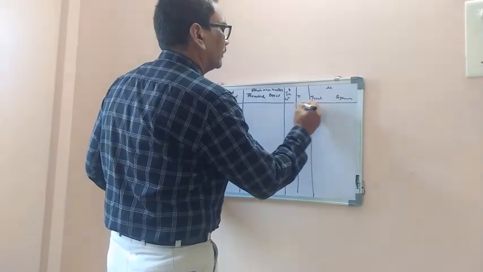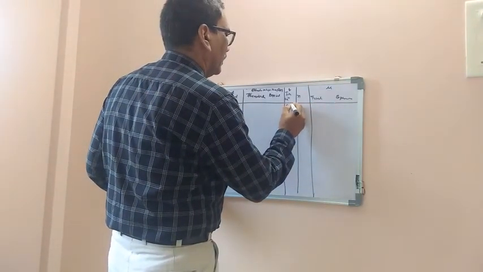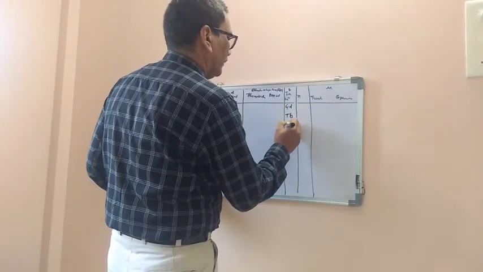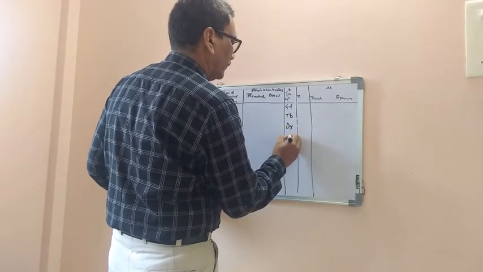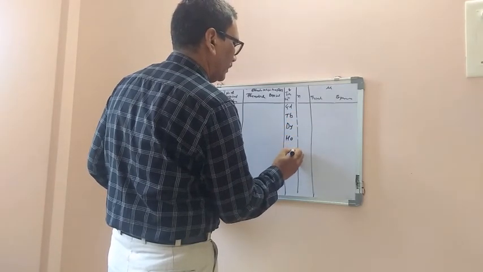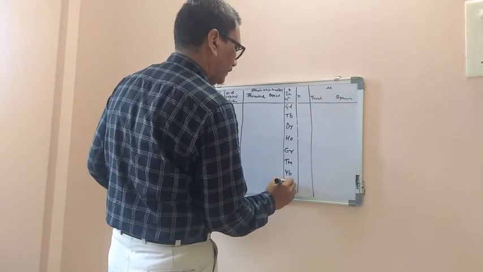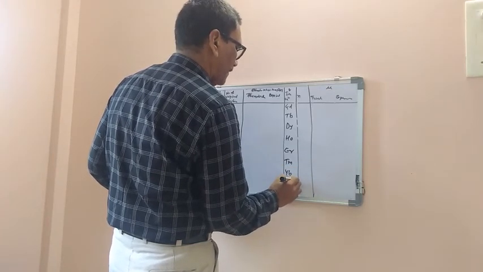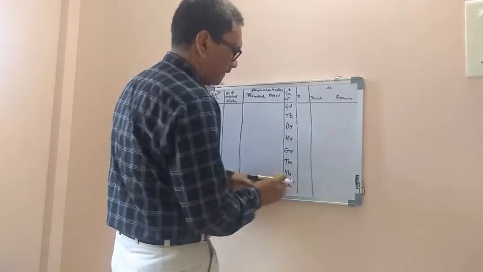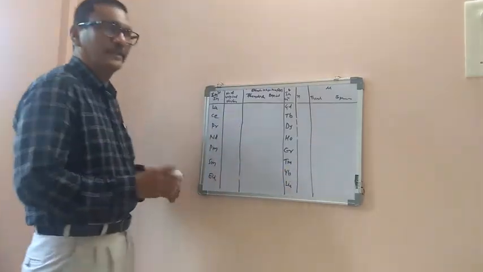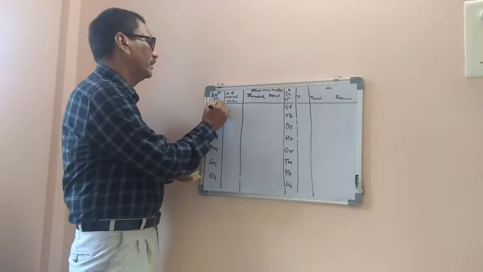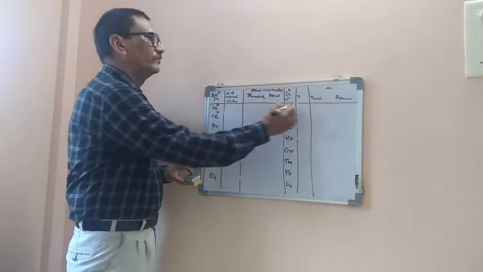Then we have the gadolinium, terbium, dysprosium, holmium, erbium, thulium, ytterbium, and lutetium. So here you can write this, you can write the Ln3+ like that also, no doubt.